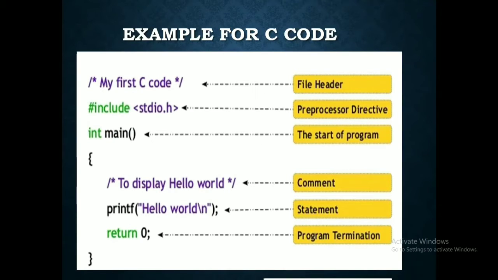Next, for example, my first C code. The file header is the documentation. Hash include stdio.h is the preprocessor directive. Stdio.h means standard input output functions. In the curly bracket is the main programming code where we print hello world, and return 0 is the program termination.